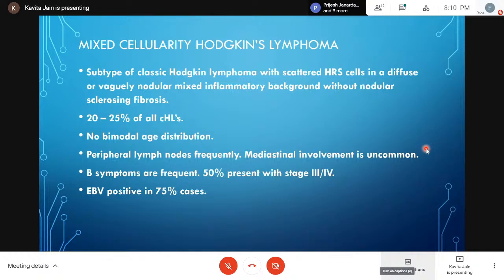Coming on to mixed cellularity. This is a subtype of classical Hodgkin's lymphoma with scattered RS cells and a diffuse or vaguely nodular mixed inflammatory background. There will be no sclerosing fibrosis. It is the next most common variety, 20 to 25% of all CHLs. There is no bimodal age distribution. Of course, it involves peripheral lymph nodes; mediastinal involvement is uncommon. B symptoms are frequent in mixed cellularity, and they are mostly EBV positive. So we can remember that the subtype most commonly associated with EBV in Hodgkin's lymphoma is mixed cellularity.